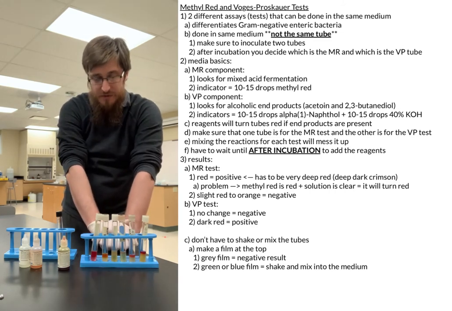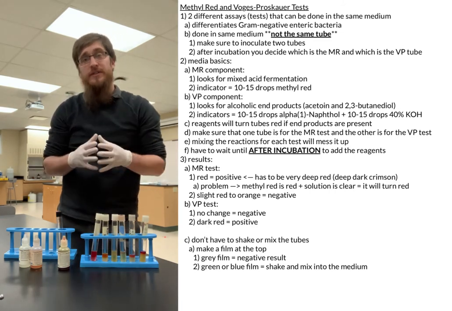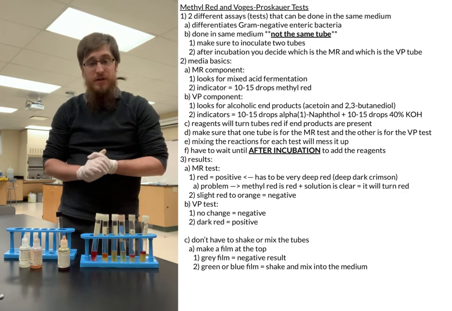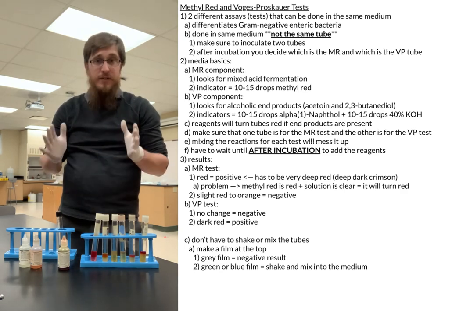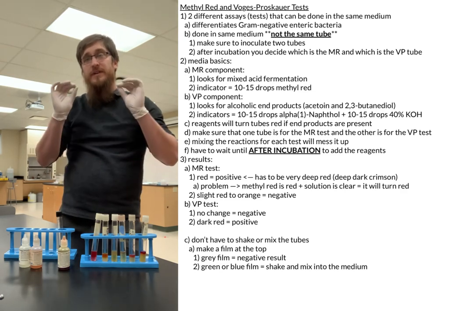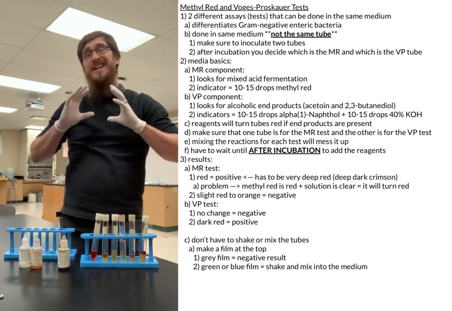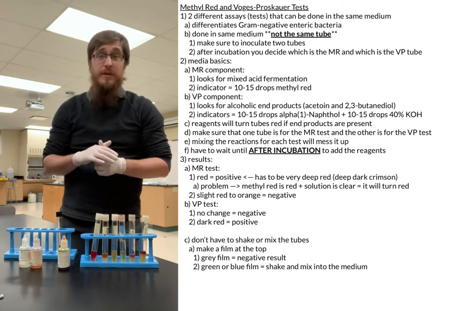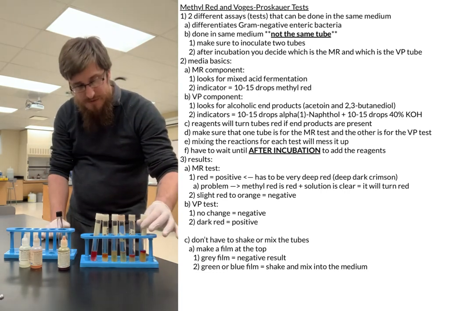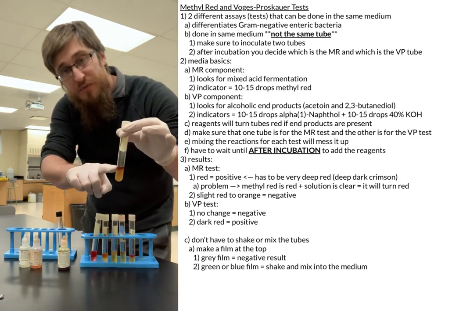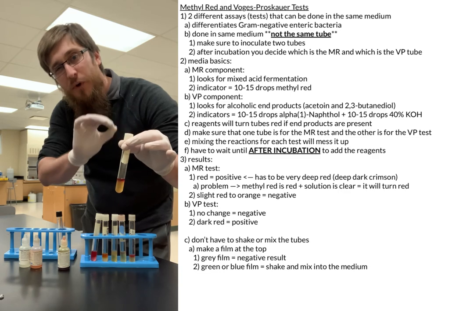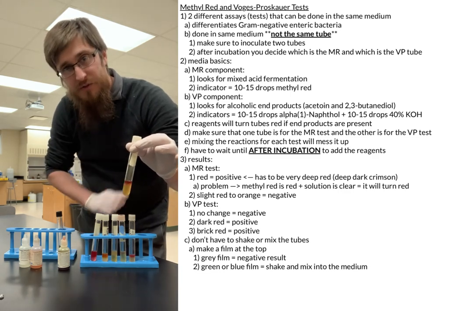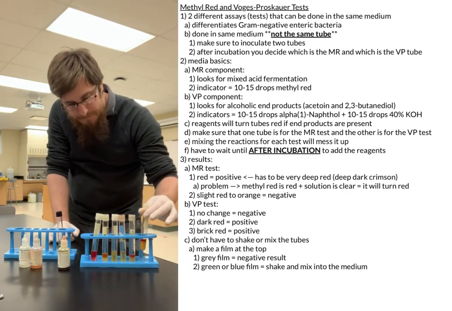But that should really cover how we score the different tubes for their different results. Again, we're really just looking for a red, and normally a deep red color is a positive. Another note on our VP real fast, sometimes it doesn't necessarily turn this color red, it turns more of a dark brick color. That can also be a positive result.